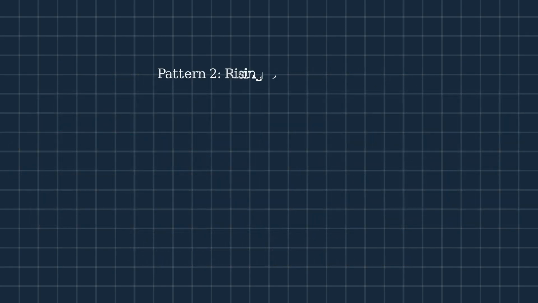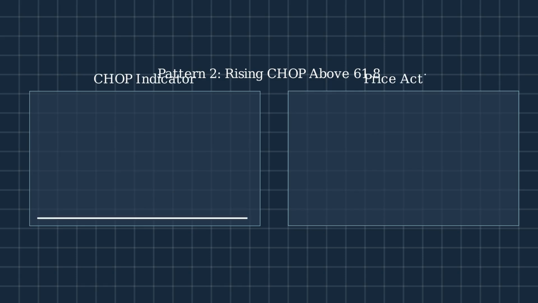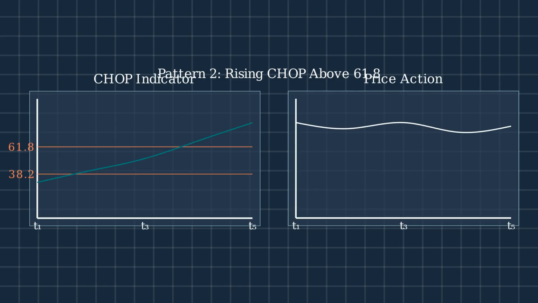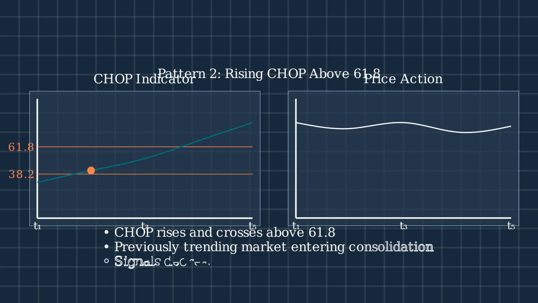The second pattern appears when CHOP rises and crosses above the 61.8 threshold. This indicates that a previously trending market is now entering a consolidation phase. As CHOP moves above 61.8, the market loses directional bias and becomes more choppy and range-bound. Traders should adjust their strategies accordingly, often moving from trend following to range trading approaches.